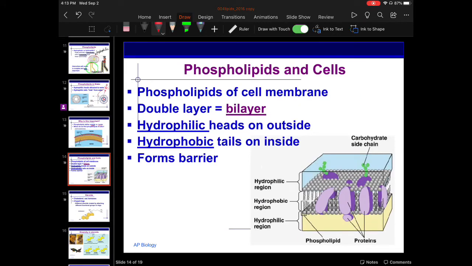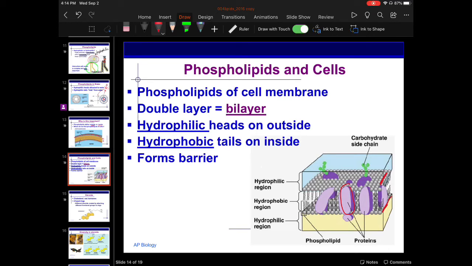So phospholipids of the cell membrane. We call it a bilayer, a phospholipid bilayer, because it's two layers of phospholipids. Here's a picture of one where you can see the heads up here, the heads down here, and the tails in the center. And then what you have going through it, these big purple things, those are proteins, and those proteins act as channels or pores because if you think about it, if you have that hydrophobic region in the center, how do things get to the inside?